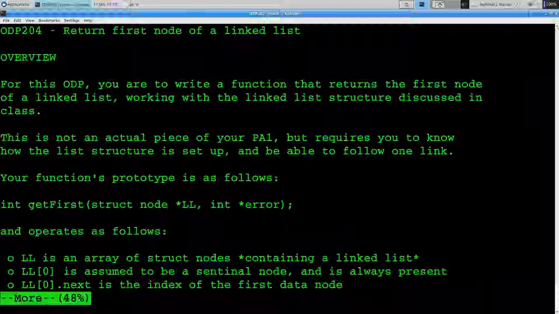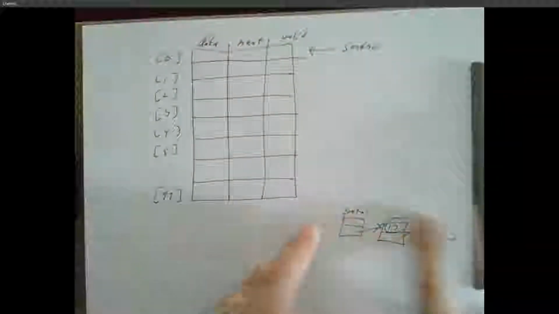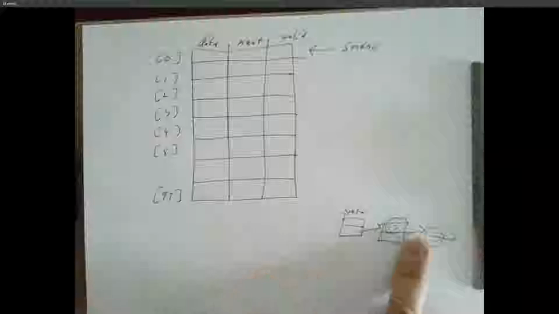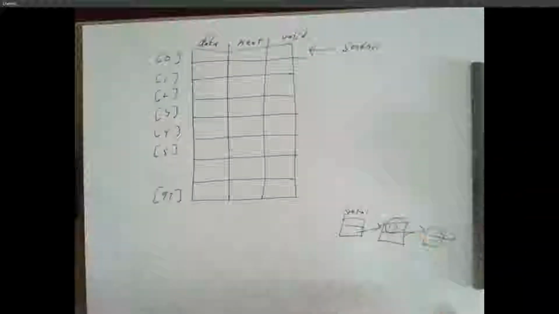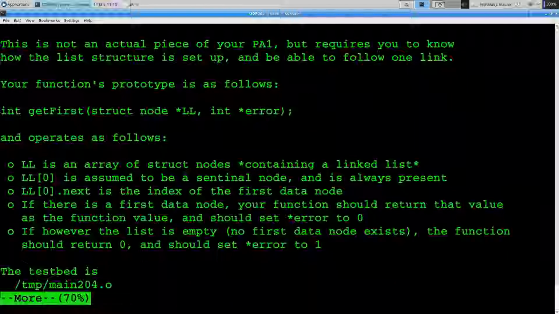Now, if you look at your list and there is a data node, you set error to 0, and you return the data value of that first node. So in that case, we'd set error to 0, we'd return 17. If the list is empty, set error to 1 and return a 0. So that's what all of this wordage boils down to.